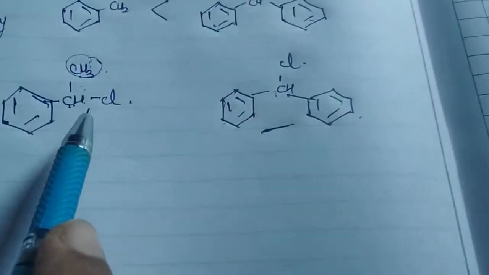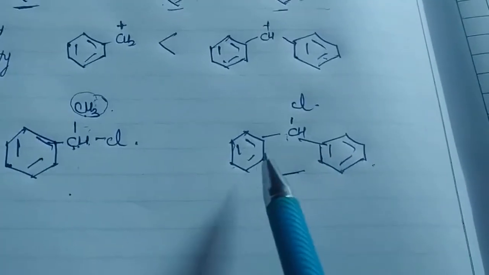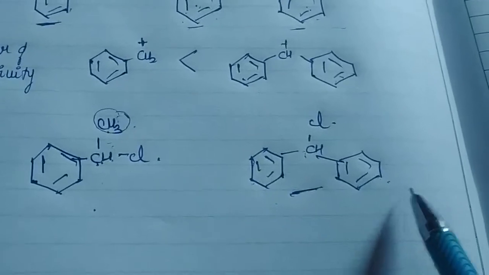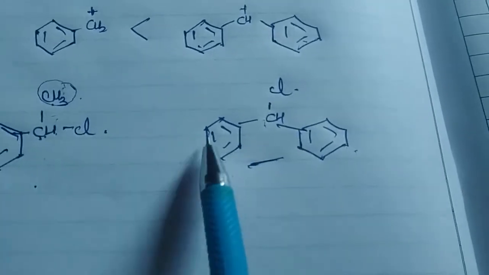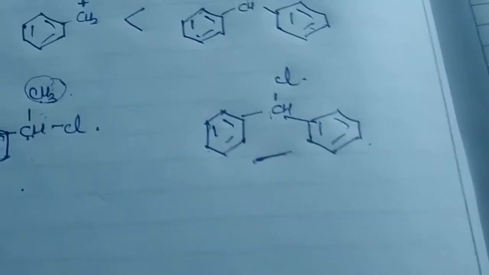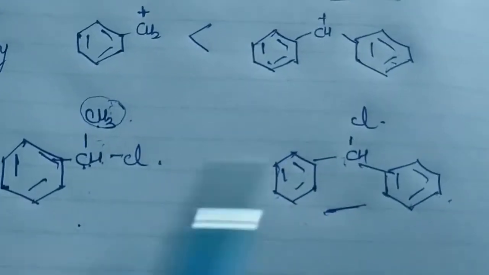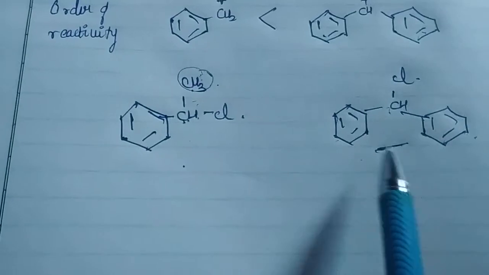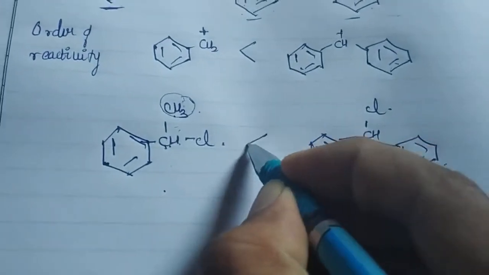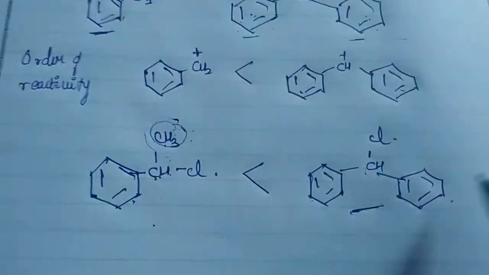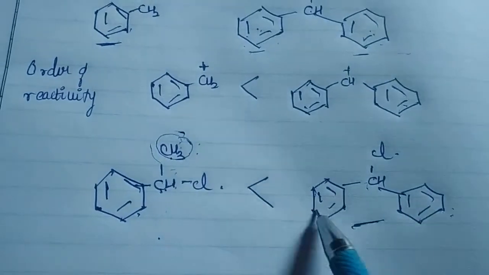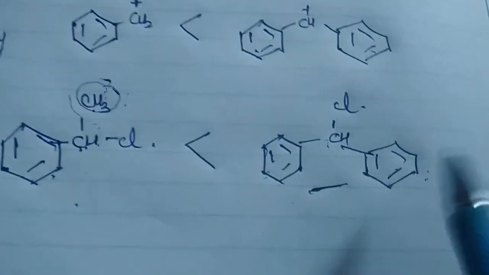Keep this in mind: when the number of phenyl groups increases, what happens? Stability increases. Why does it increase? Because they will be much more resonance stabilized. So when I am talking about these two structures, what can you say about the order of reactivity? Yes, the one in which the methyl group is there will be somewhat stable compared to the carbocation having the two phenyl groups.